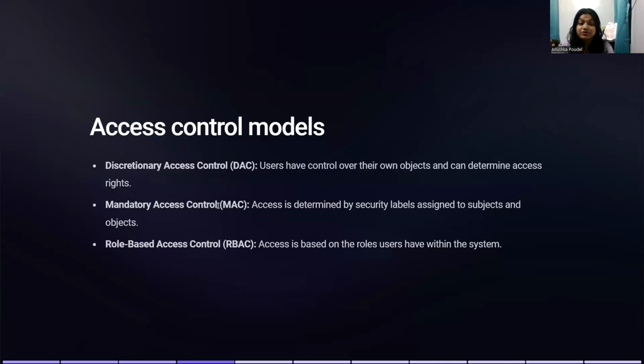Let's understand the access control modes. There are three types. Discretionary access control, DAC. Users have control over their own objects and can determine access. Mandatory access control, MAC. Access is determined by security labels assigned to subjects and objects. Role-based access control, RBAC. Access is based on the roles users have within the system.